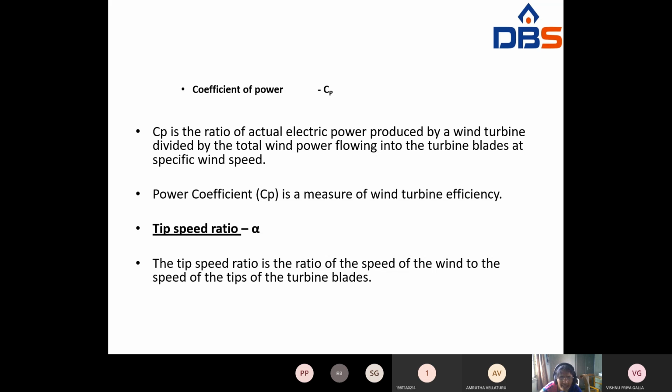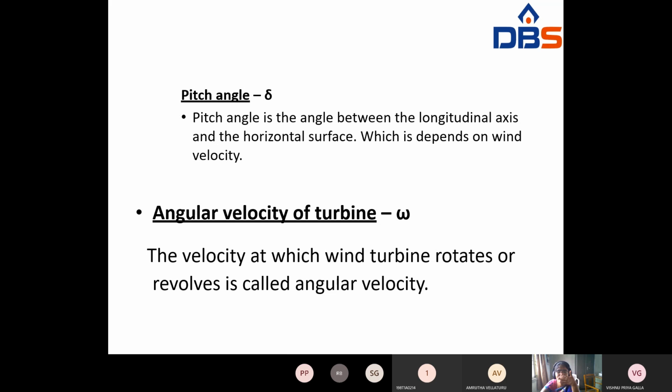Next one, tip speed ratio, alpha. The tip speed ratio is the ratio of the speed of the wind to the speed of the tips of the turbine blades. That is, at what speed the wind flows through the turbine, compared to the speed of the tips of the turbine blades. That is nothing but the tip speed ratio.